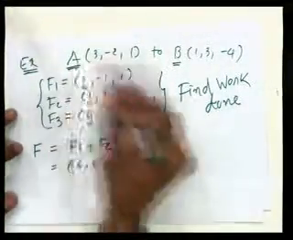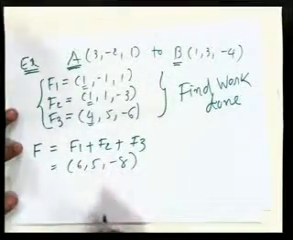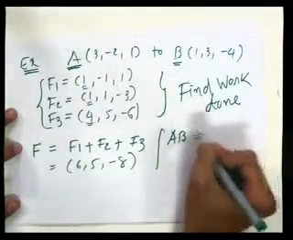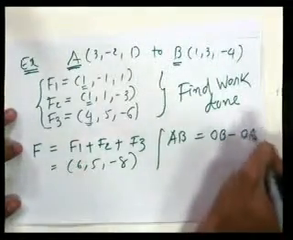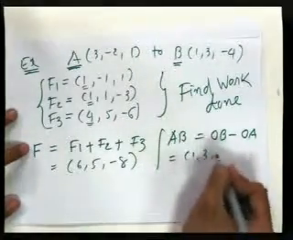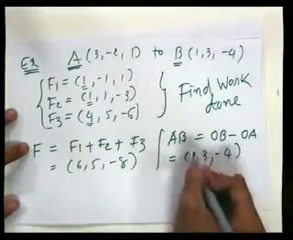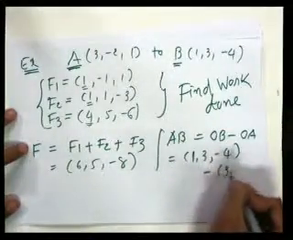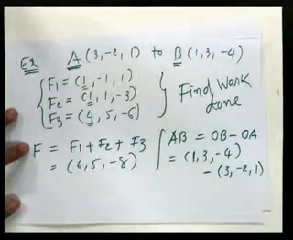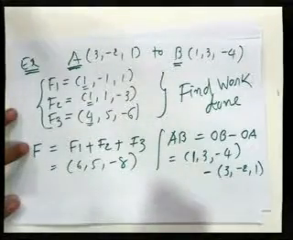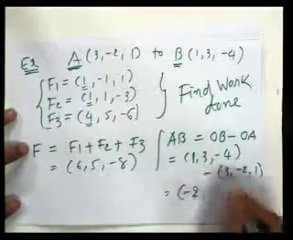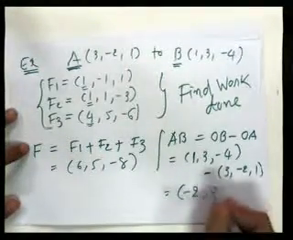The point is, a particle is moving from A to B. So if we want to find the displacement AB, AB is equal to OB minus OA, which is equal to 1 3 minus 4 minus 3 minus 2 1. This is the simple subtraction of two vectors. Then it is equal to 1 minus 3 is equal to minus 2, 3 minus minus 2, which is equal to 3 plus 2 is equal to 5.